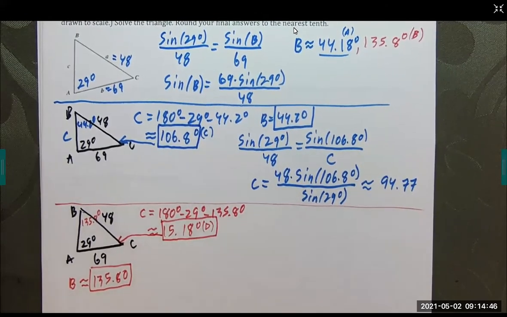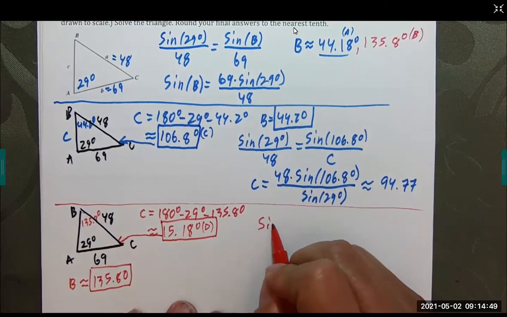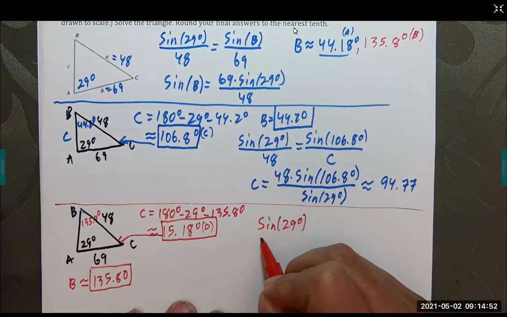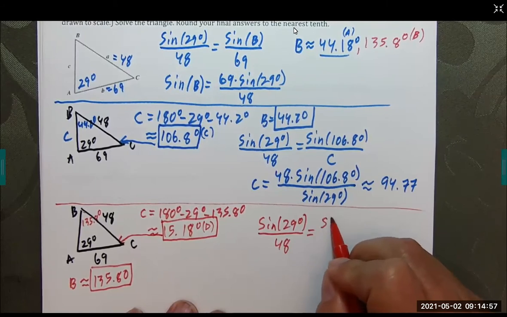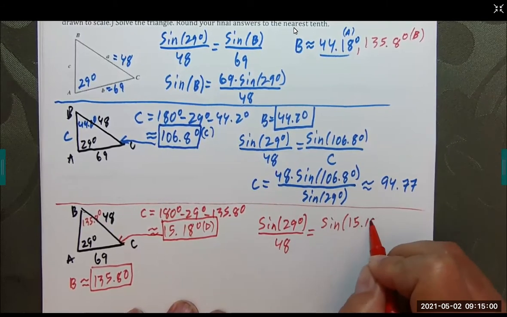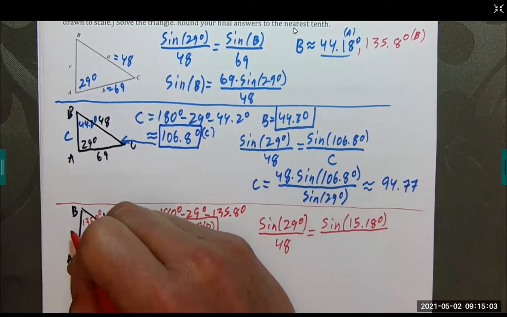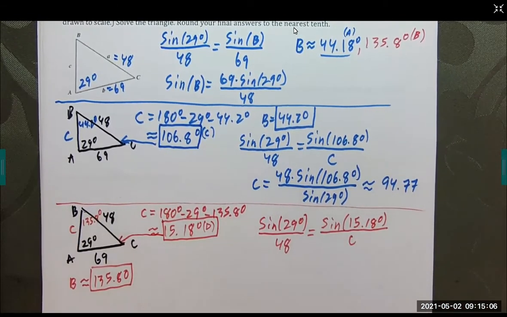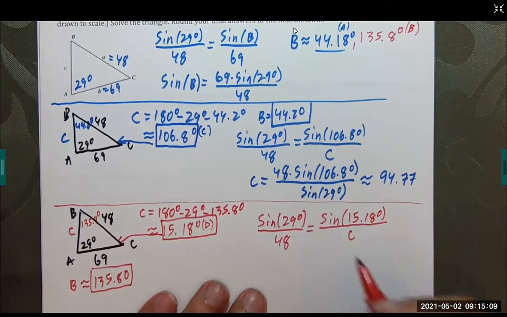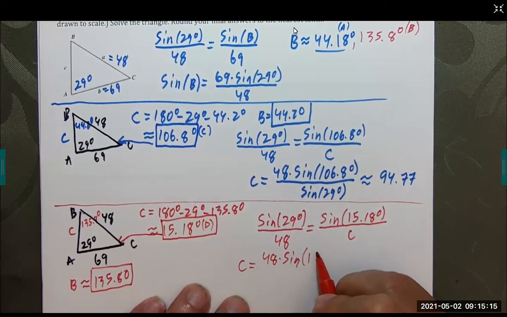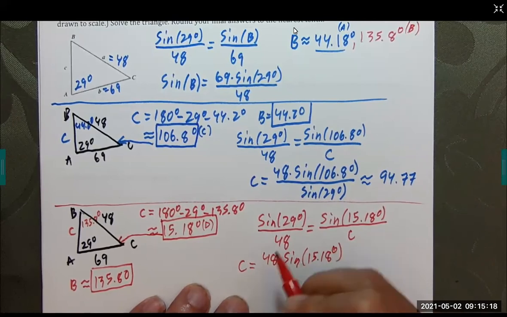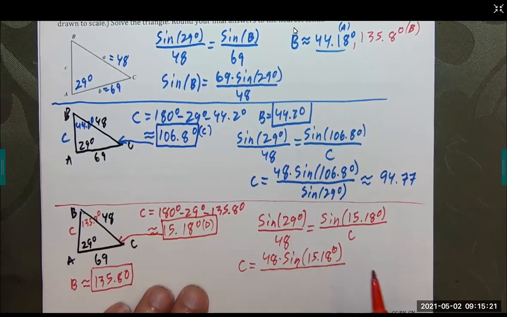So now we're going to use the law of sines. Sine of 29 degrees over 48 equals the sine of 15.18 degrees over side C. Cross multiply, divide. We end up that C is 48 times the sine of 15.18 degrees, of course, I'm going to use memory D for that, over sine of 29 degrees.